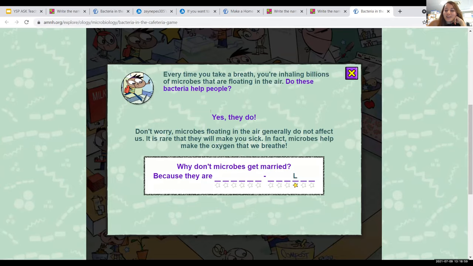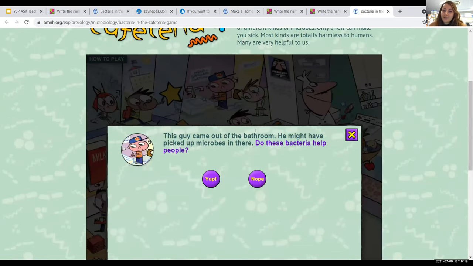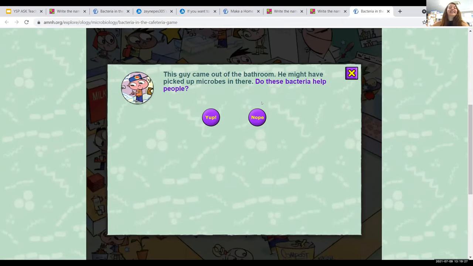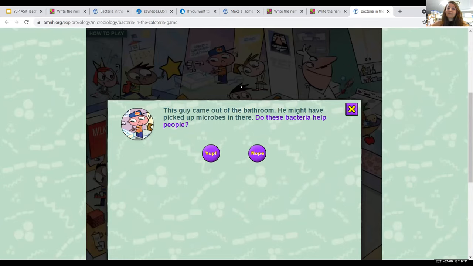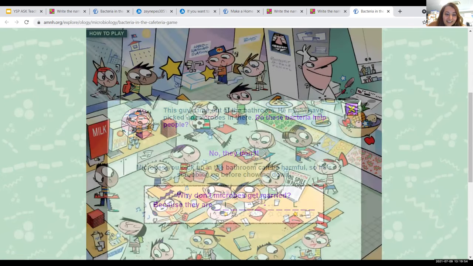Yeah, you are right. Microbes floating in the air generally do not affect us. It is rare that they will make you sick, and microbes help make the oxygen that we breathe. So we find a letter here. And now, second star. This guy came out of the bathroom. He might have picked up microbes in there. Do these bacteria help people? Yeah, no. Okay, I'm going with the first no. Yeah, you are right. Microbes you pick up in the bathroom can be harmful. So he's scrubbing up before chowing down. So let's find another star here.